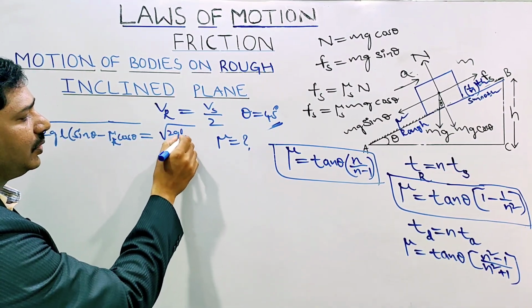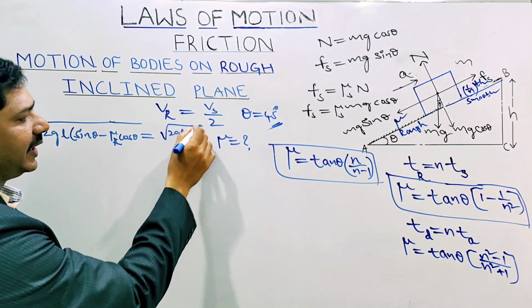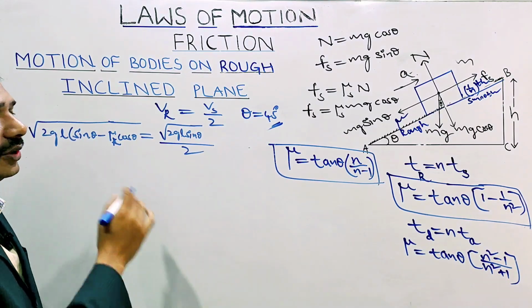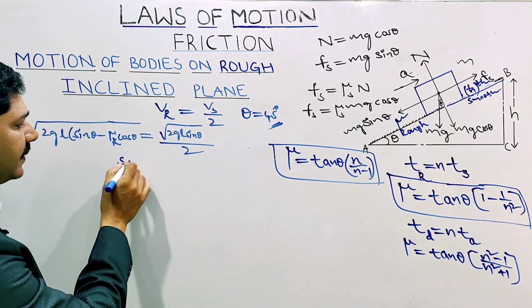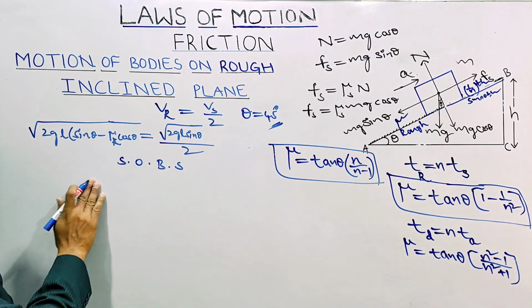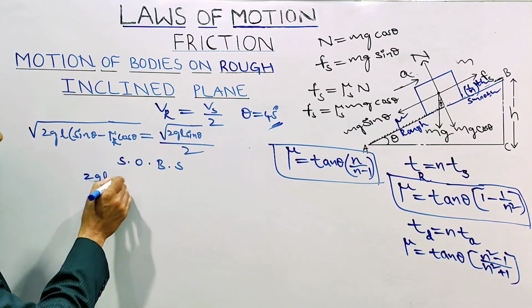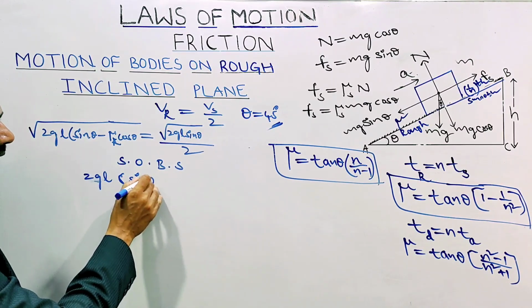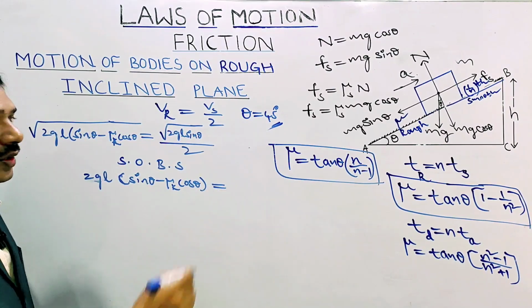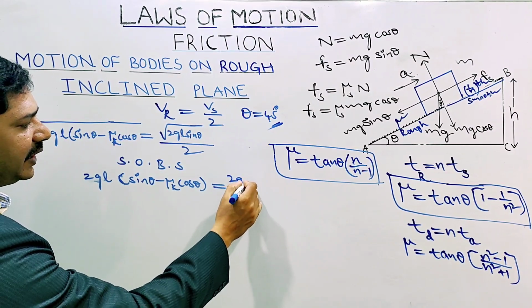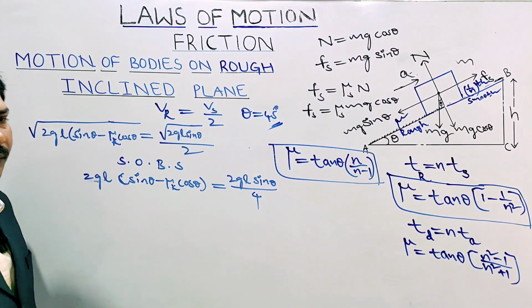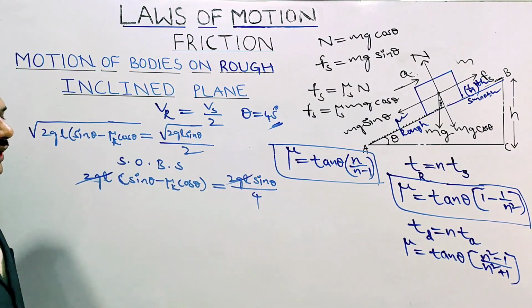What is the formula? Root of 2gl sin theta, divided by 2. Here both the sides have roots, so squaring on both the sides. Here the root gets cancelled: 2gl (sin theta minus mu k cos theta) is equal to 2gl sin theta by here 2 square, 4. Both the sides 2gl gets cancelled.